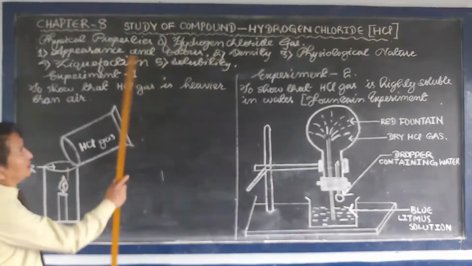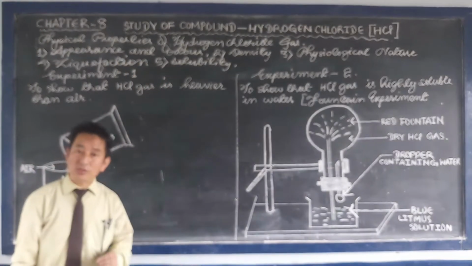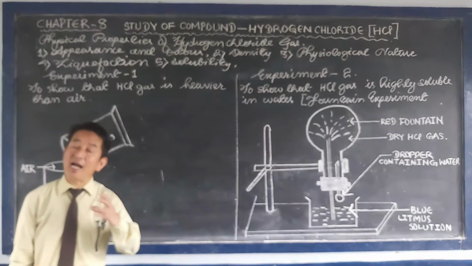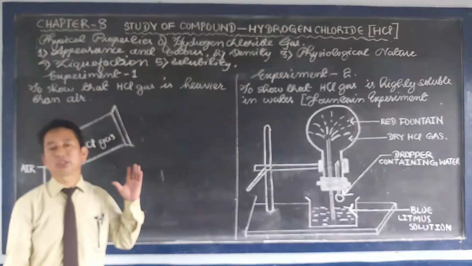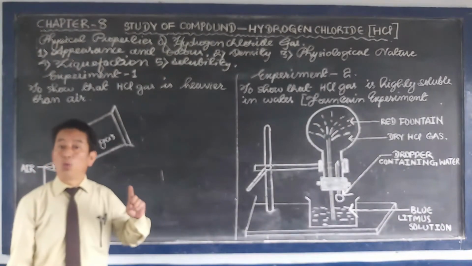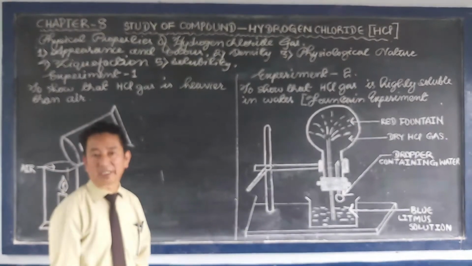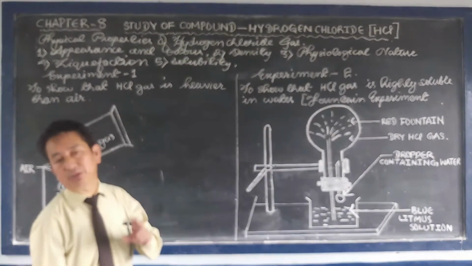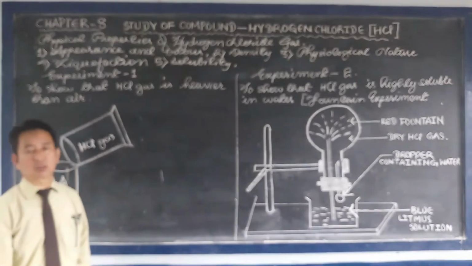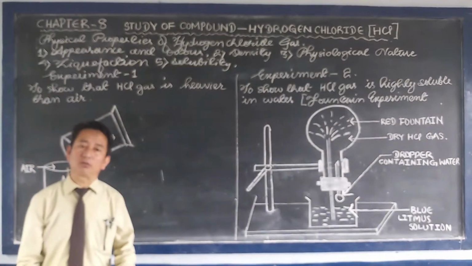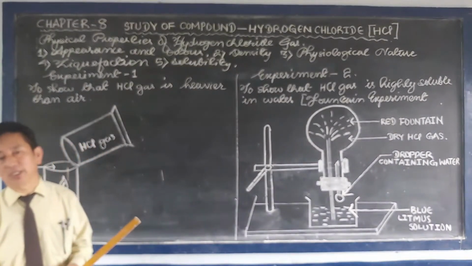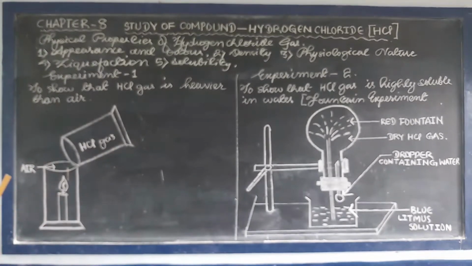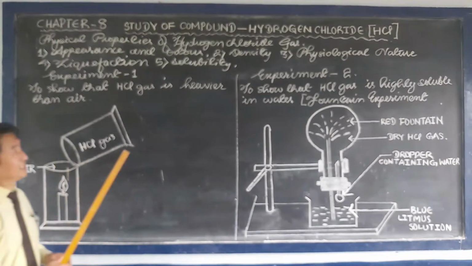Now solubility. Hydrogen chloride gas is highly soluble in water. Here, 1 volume of water can dissolve 452 volumes of hydrogen chloride. It means that hydrogen chloride gas is highly soluble in water. Now for this here, density.